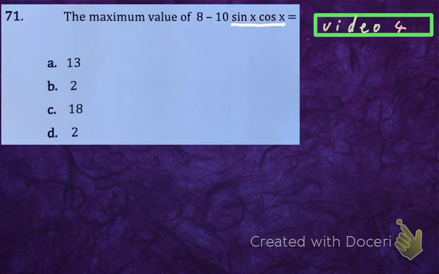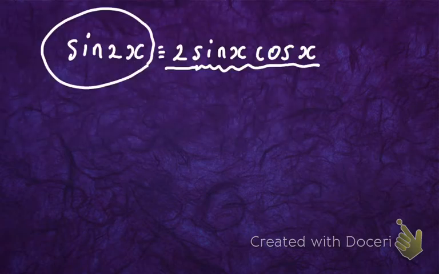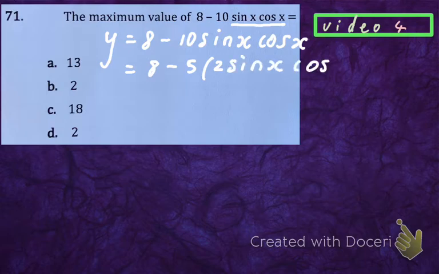And also we're going to write this as if it is a function. So we're going to write y is 8 minus 10 sin x cos x. And then we're going to manipulate it slightly in order to use the given identity. We're going to write it as follows: y is 8 minus 5 times 2, which is 10 sin x cos x. And there you have the expression that you're looking for.